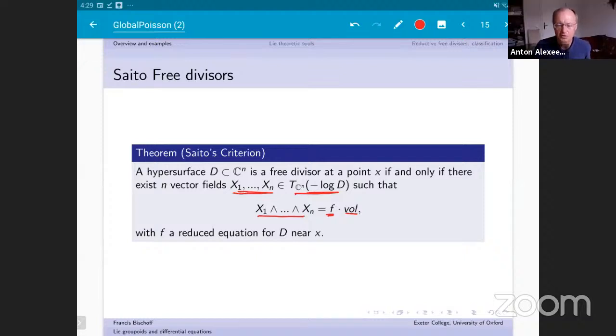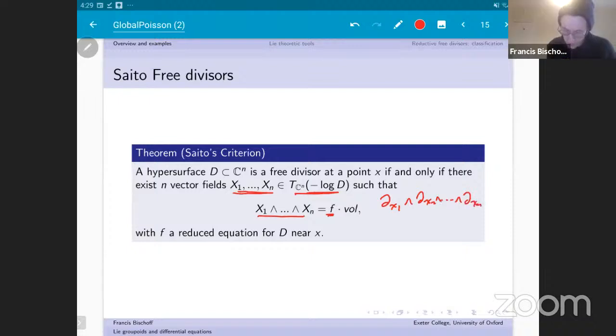The volume form, you mean the volume element, or so you mean that this volume? I just mean take some local coordinates. Another way of saying it is if you write these vector fields in terms of a basis of vector fields, then you take the coefficients and you take their determinant, then the condition is that that function should be the reduced equation for D. Yeah, that's right. This is dual to a volume form, I guess.